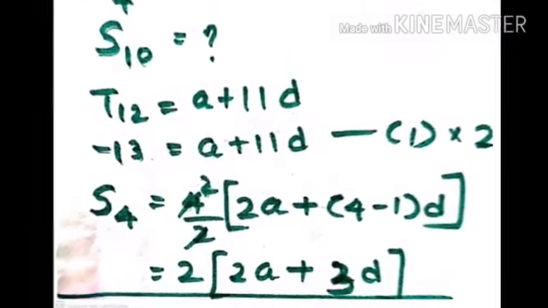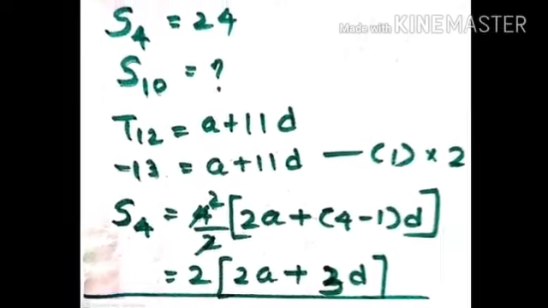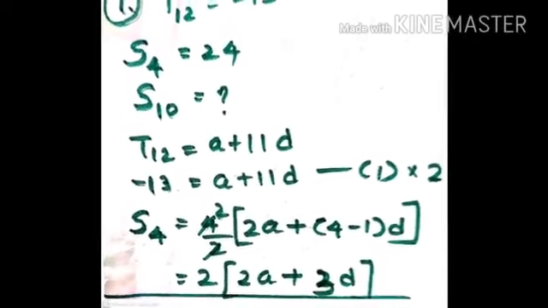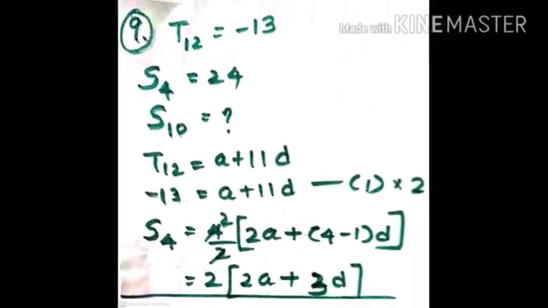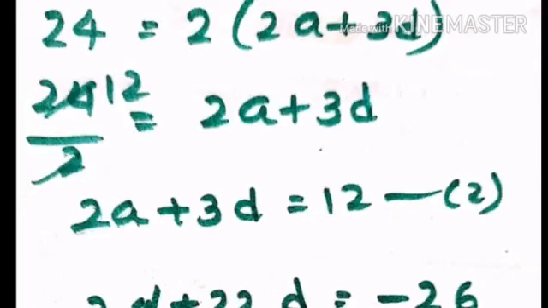So now let us see how this equation 2 and the first equation multiplied by 2 we will solve. So here 24 divided by 2, so 12 is equal to 2A plus 3D. So this is our equation number 2: 2A plus 3D is equal to 12. I have written there 2.